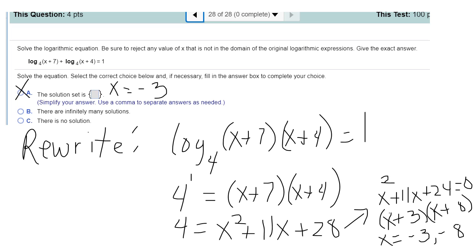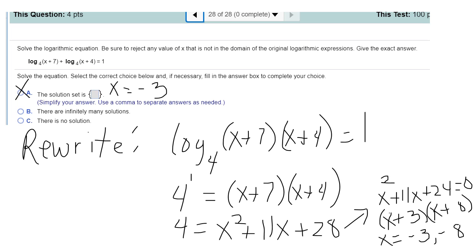So I used the FOIL method, and I ended up with x squared plus 11x plus 28 on the right, as you see. Now, if I were to subtract the 4 on both sides to make this equation equal to 0, you get x squared plus 11x plus 24. Now, if I think about factor method from the beginning of our class, I could factor this trinomial as x plus 3 and x plus 8. So it looks like, technically, I have two answers, negative 3 and negative 8.